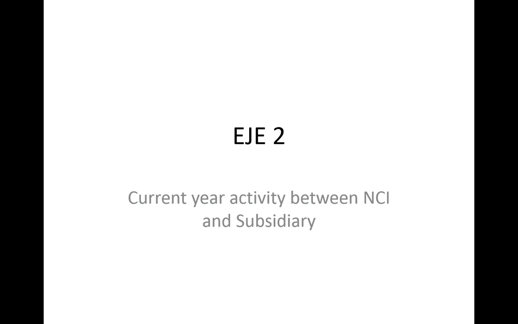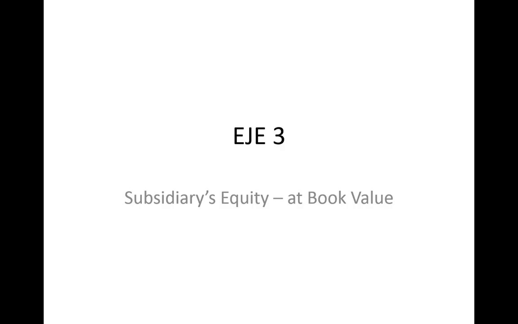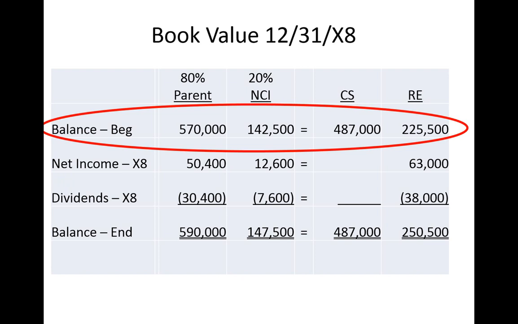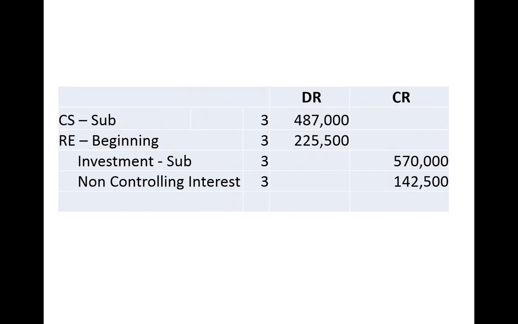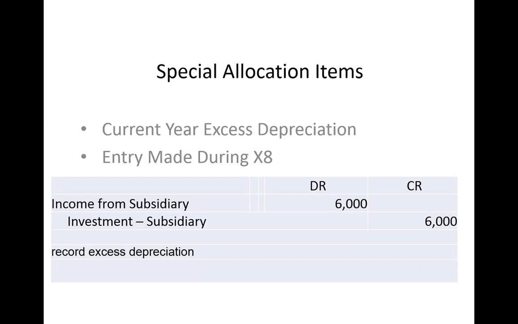the current year activity between the NCI and the sub, the subsidiary's equity, and then the EJEs that we're going to spend a little time on are any special allocation items, and this is the equity method entries that we made during the year. We need to eliminate those, and this was the entry we made to record the excess depreciation.